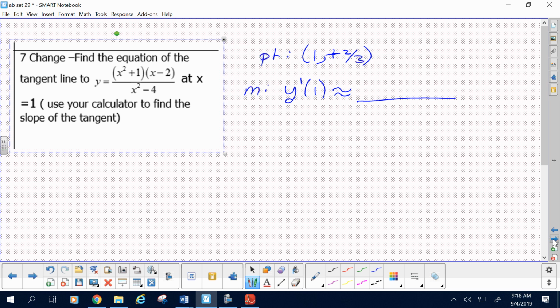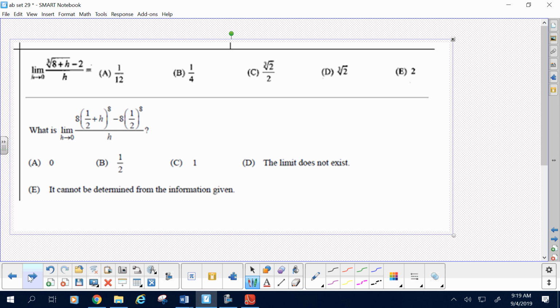Does somebody use your calculator to find the slope then? Maddie, you had it. What is it, Maddie? Oh, darn it. 4 ninths? Straight up 4 ninths? Cool. Okay. So the equation then is y minus 2/3 equals 4 ninths times x minus 1. And done. Tangent line. Okay. Please read carefully. Some problems say find the tangent slope. That's just the derivative. Some say find the equation of the tangent line. That's a whole equation of a line.